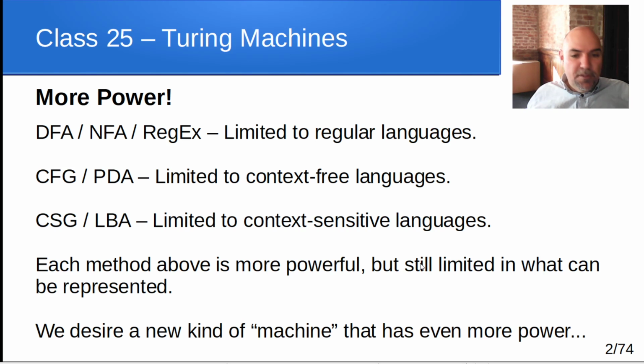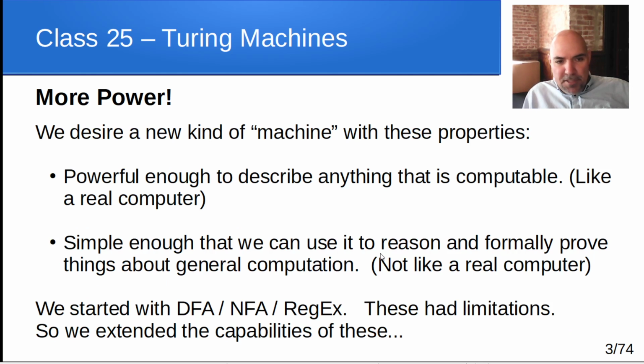So what we desire is a new kind of machine that has even more power than those. And what we're after is something that's universally powerful. And so we desire a kind of machine that has a couple of properties. One is powerful enough to describe anything that could be computed, just like a real computer system. So anything that you could come up with a computation for, an algorithm for, and produce some sort of result, we want a machine that's powerful enough to do that. And notice that DFAs and NFAs and context-free grammars and push-down automata were not powerful enough to do that. So we want something more powerful, universally powerful for anything that can be computed.